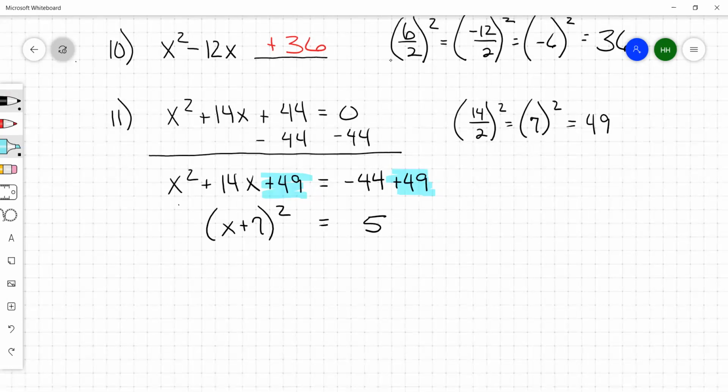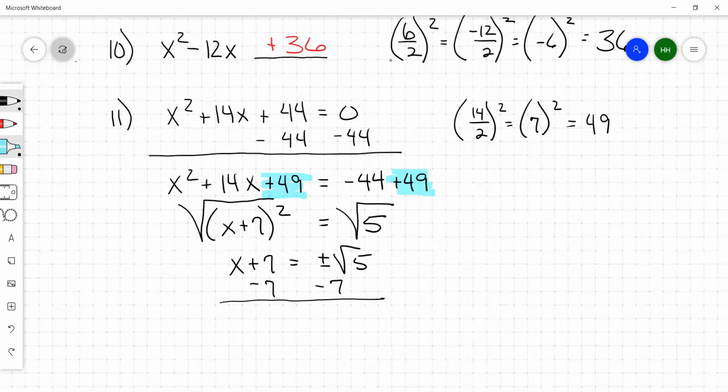We're going to square root both sides. So we get x plus 7 equals positive or negative square root of 5. Subtract 7 from each side. So x is equal to negative 7 plus or minus the square root of 5.